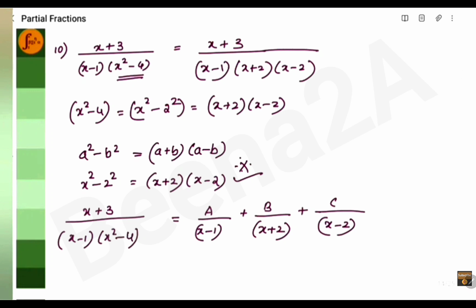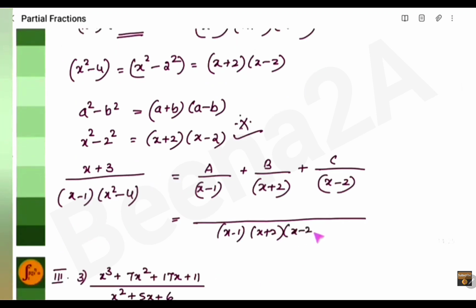Now when you multiply both the sides, you can either use LCM or multiply on both the sides. I'll use the LCM method here. I find the LCM method simpler because it's going to avoid multiple steps. LCM for this will be this one.